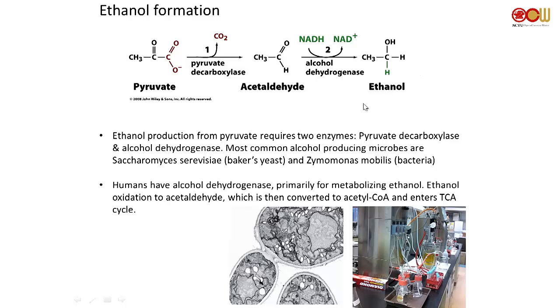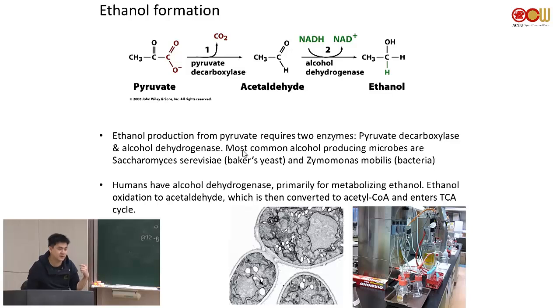So these are the 2 enzymes. Currently, the most common alcohol-producing microbes are primarily 2. One is Saccharomyces cerevisiae, which is baker's yeast. You use this to make beer, you use this to make bread, that kind of stuff. Or Zymomonas mobilis. This is a type of bacteria people use to make, I think, wine, or some other fermentation product.